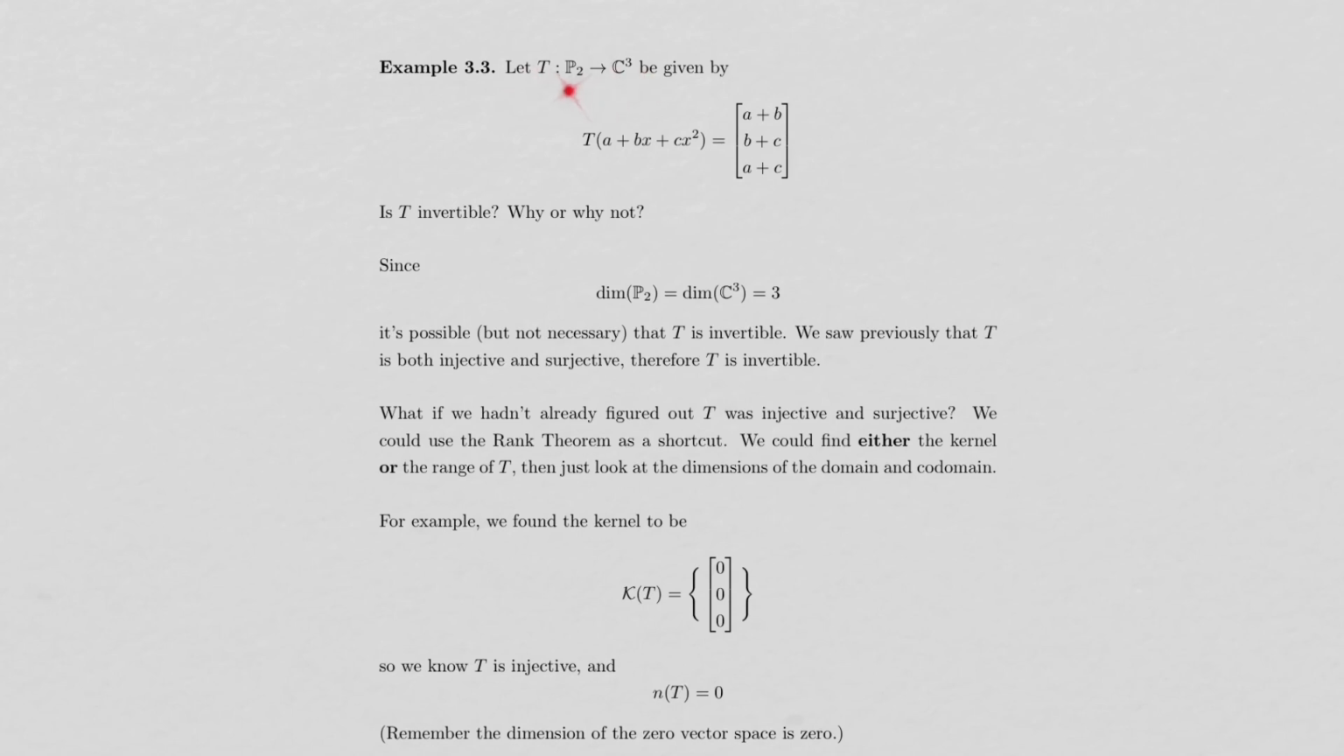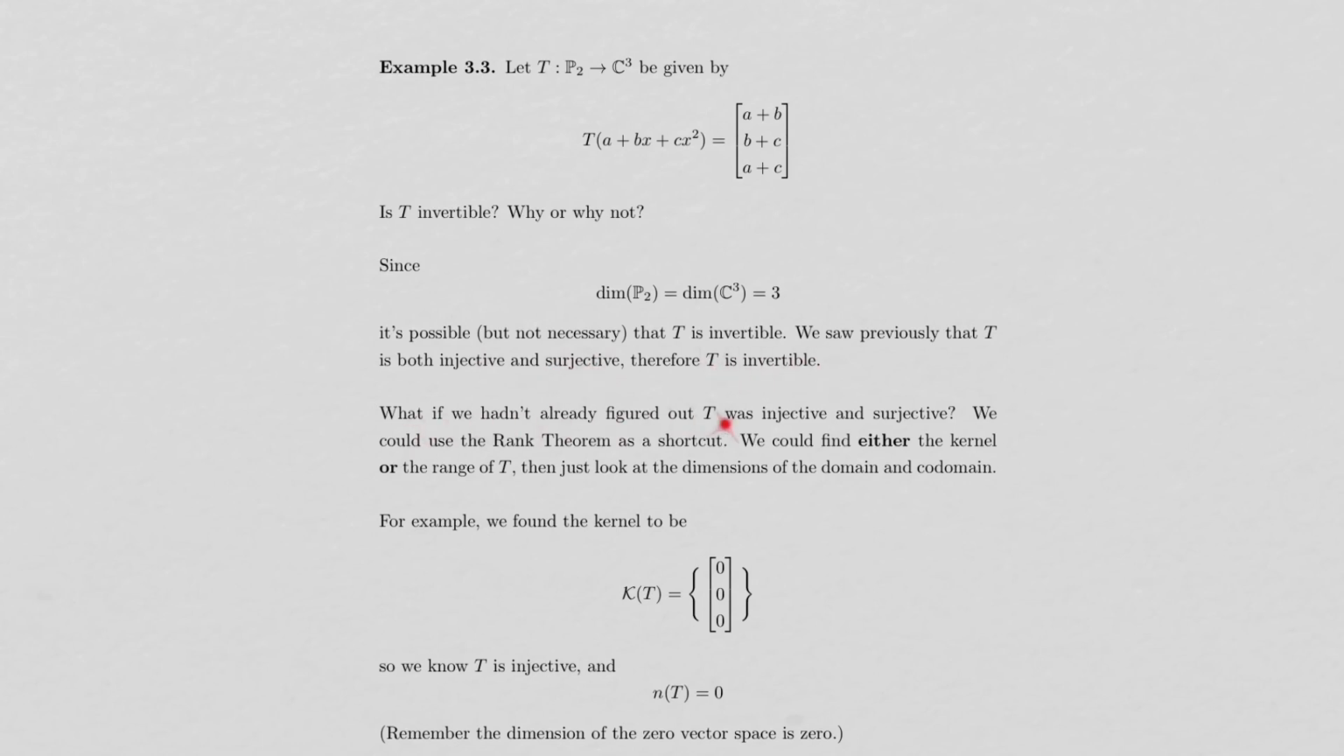In this last example, we have a transformation T from P2 to C3. Well, the dimension of P2 is 3, the dimension of C3 is 3. So far so good. T could be invertible. We have to check to see if it's both injective and surjective. Previously, we saw that T was injective and surjective. Therefore, it's bijective, which means it's invertible.